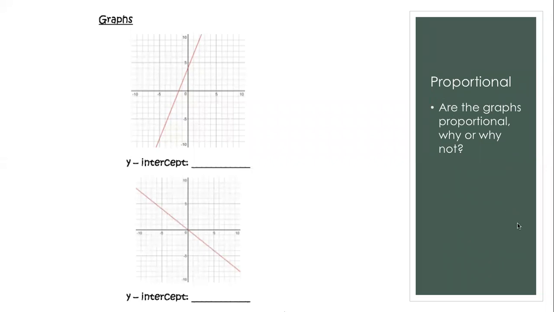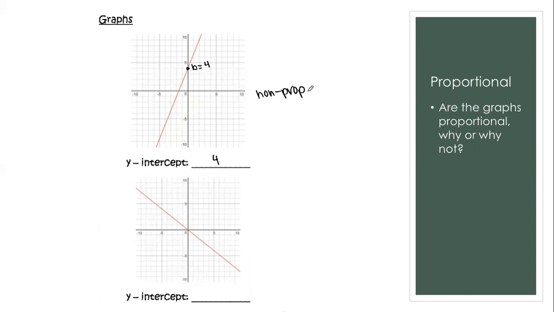So usually I would have a handout right now and we would be doing this for a handout, but can someone unmute and tell me if this top graph is proportional? Why or why not? No, because it doesn't pass through the origin. Perfect. And the y-intercept here is 4. So since this y-intercept is 4, I know this is non-proportional.